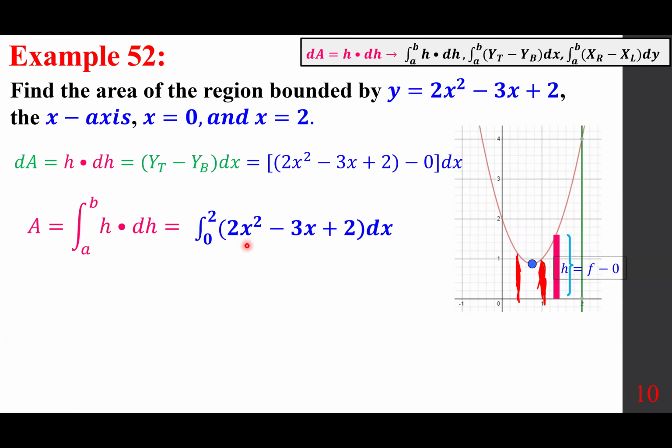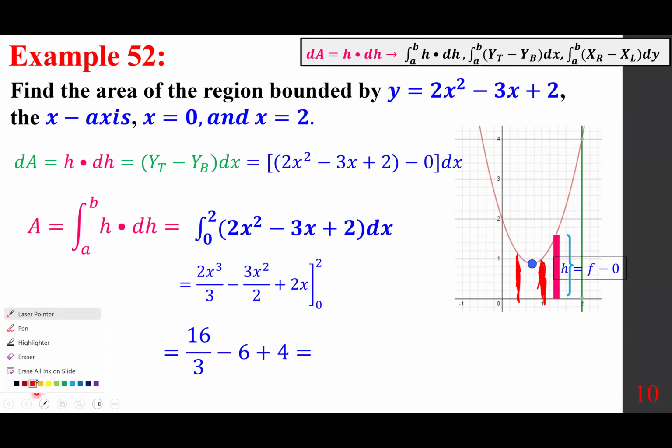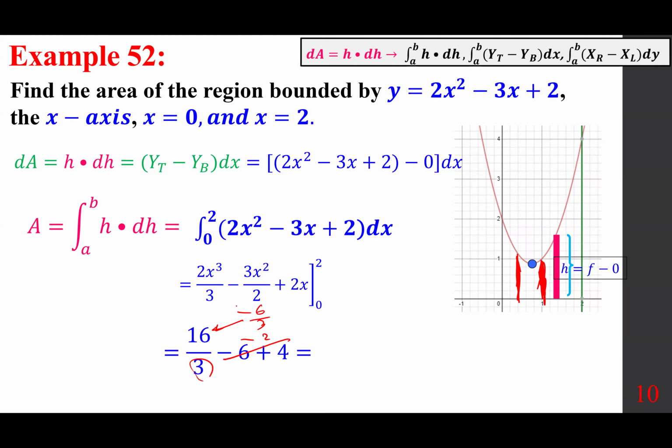And this becomes 2/3 x cubed minus 3/2 x squared plus 2x. Now 0 doesn't do anything. You plug in 2. So if I plug in 2, I get 8 times 2, 16/3. If I plug in 2, I get 4 times 3, 12 divided by 2 is 6, minus 6. And I get a 4. This is negative 2, because this is 3. So times 3, 10/3. Evaluation is up to you. It should be fairly easy. Everybody knows how to evaluate.